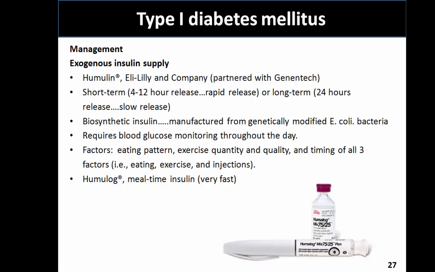There are a number of different products on the market for obtaining an exogenous insulin supply. Humulin is made by the Eli Lilly company, and there are various types of insulin products. There are short-term release insulin injections, or long-term, slow release, depending upon a person's diet, depending upon their physical activity.